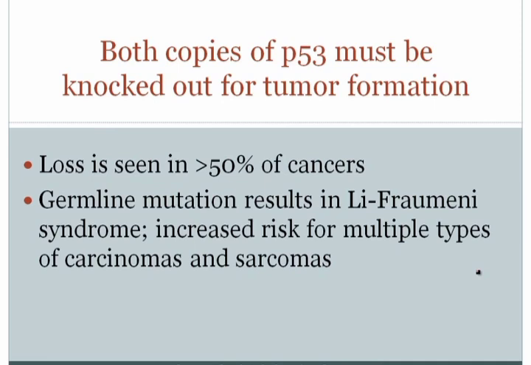Now, it's important to note that both copies of p53 must be knocked out for tumor formation. And the way I think about this is it's sort of like an intersection, right? These are traffic cops, and if one traffic cop goes to lunch, then the other traffic cop can sort of man the intersection and there wouldn't really be any accidents. But if both traffic cops are not at the intersection, it becomes chaotic and there's an increased risk for accidents. And so the only way to develop tumors is to knock out both copies of p53. And that's called Knudson's two-hit hypothesis.